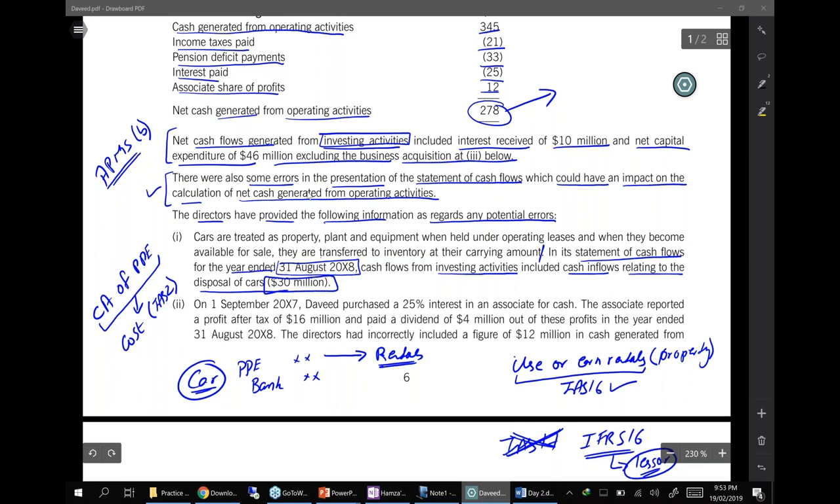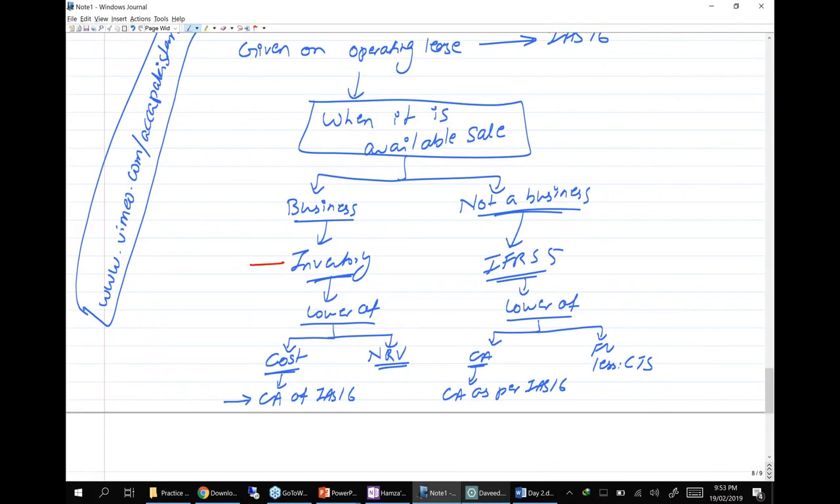Why is it wrong? Because this is an inventory to us. If it's an inventory, it's an operating activity. So inventories are an operating activity, and this should be a part of the operating activities cash flows. If it would have been under IFRS 5, then it would have been treated as investing activities. So inventories are a part of operating activities.